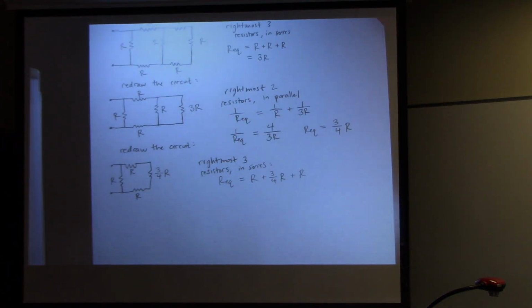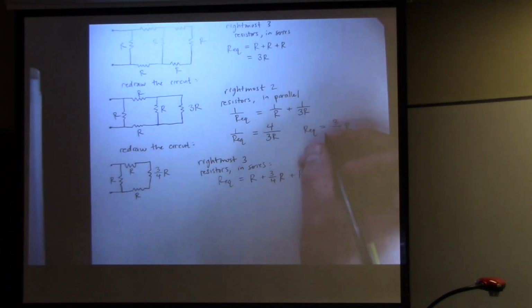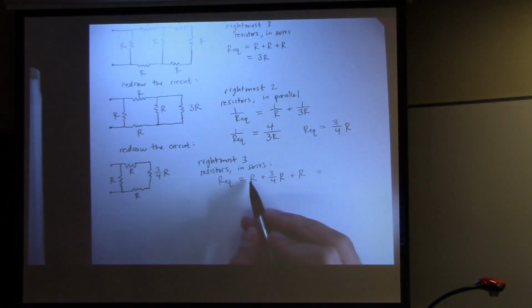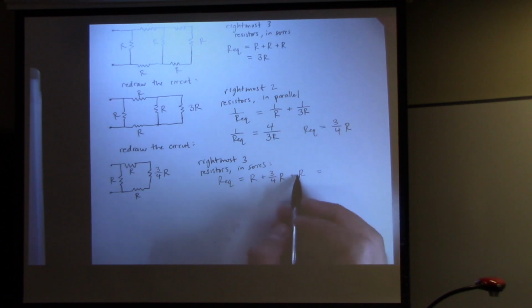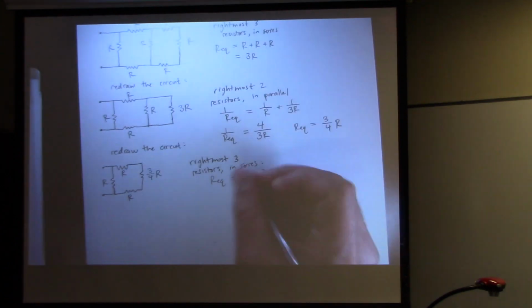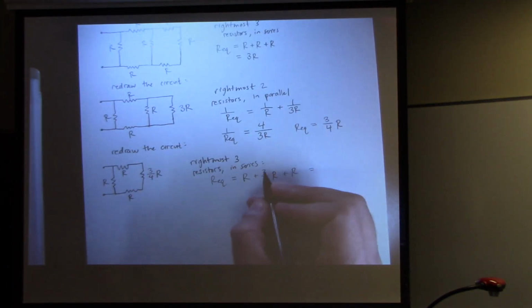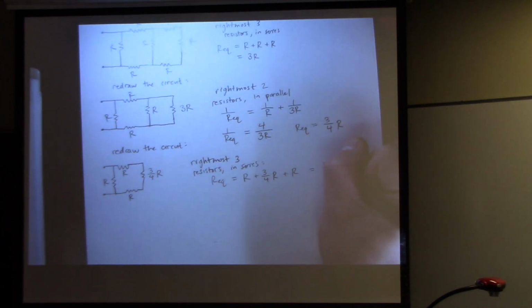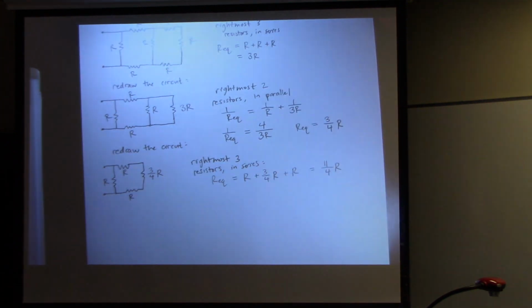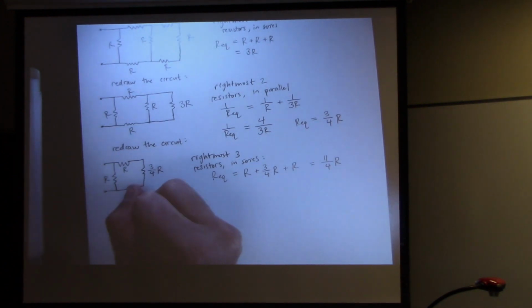So that's just some fraction. You can think of this as being 4/4, this as 4/4, and this as 4/4. So overall what we have is 4 plus 3 plus 4, which is 11, divided by 4 times R. So 11/4 R is the equivalent resistance of these three in series. Okay, let's redraw the circuit one more time.